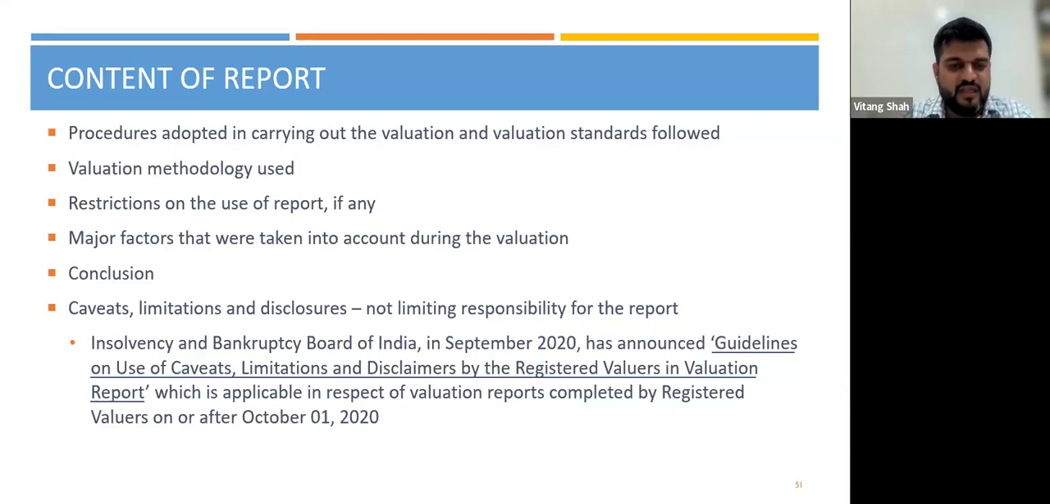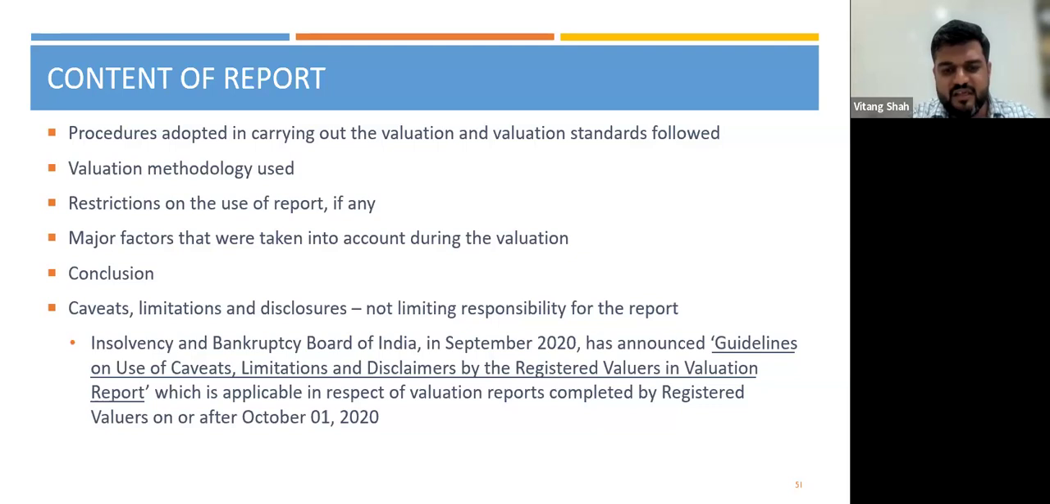However, in September 2020 the IBBI announced the guidelines on the use of caveats, limitations and disclaimers by registered valuers in the valuation report, which did not limit the responsibility of the report. So the valuer could not just get away by putting caveats, limitations and disclaimers in the report and get away from the responsibility with which the valuation needed to be carried out.